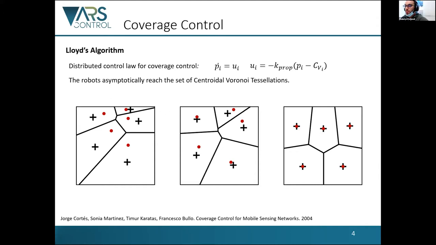And finally, the control input for every robot depends on the centroid computation and on the relative cell of the diagram. Following this algorithm, the robots asymptotically converge to the set of the centroids of the Voronoi tessellation, as shown in the third figure.